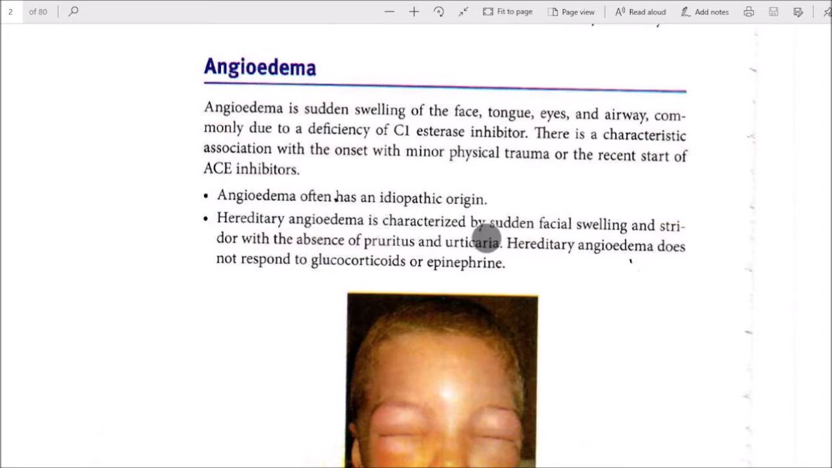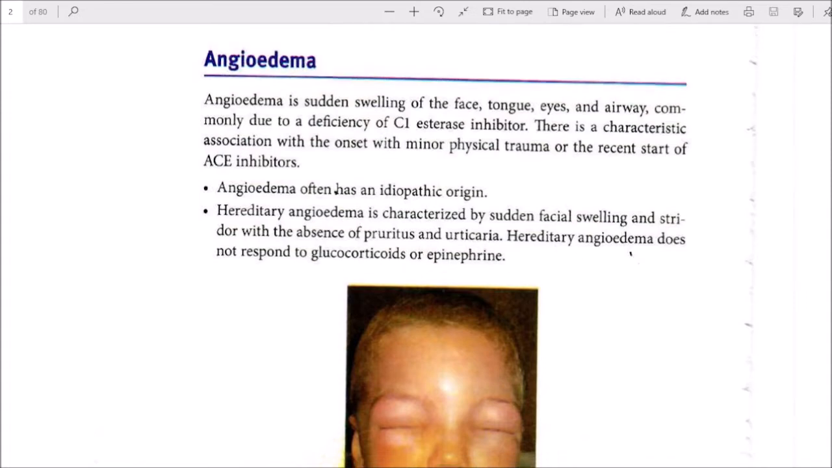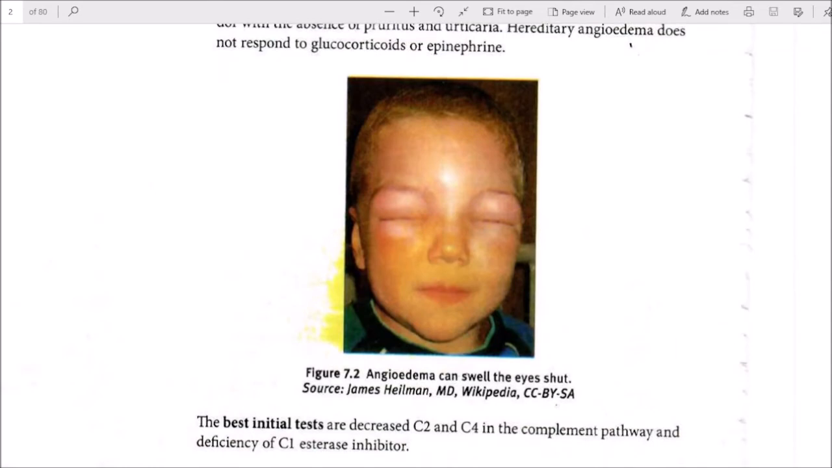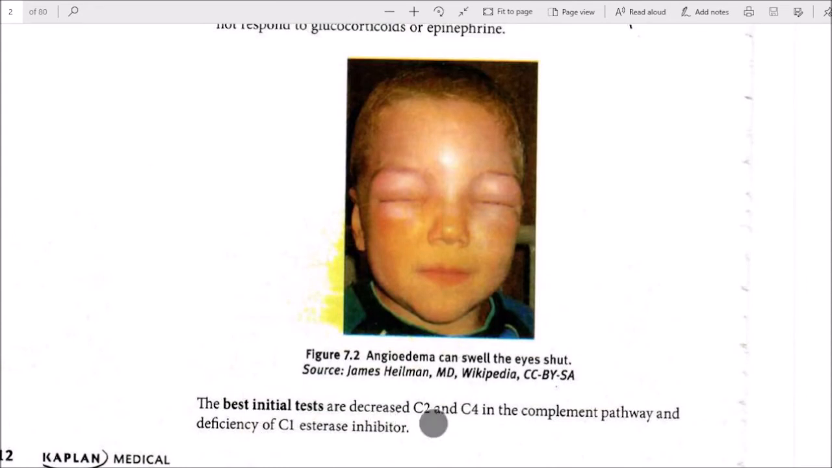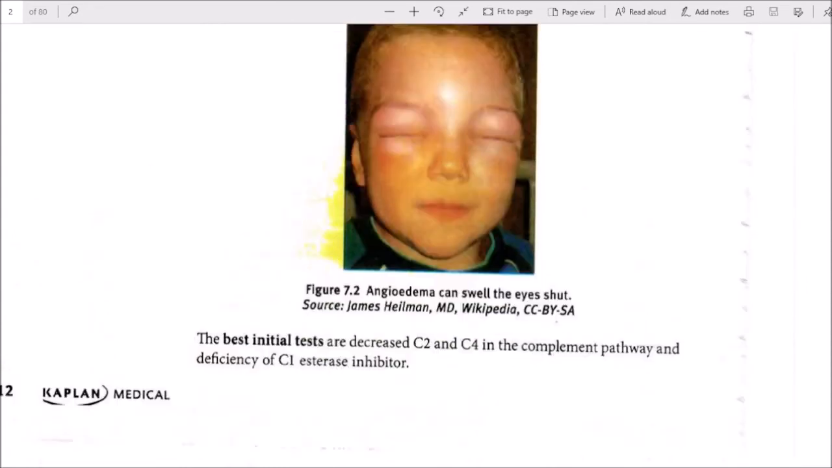Hereditary angioedema is characterized by sudden facial swelling and stridor with the absence of pruritus and urticaria. Hereditary angioedema does not respond to glucocorticoids or epinephrine. Angioedema can swell the eyes shut. The best initial tests are decreased C2 and C4 in the complement pathway and deficiency of C1 esterase inhibitor.